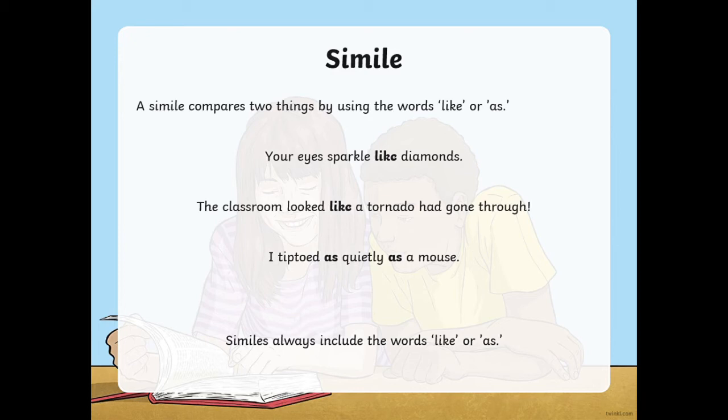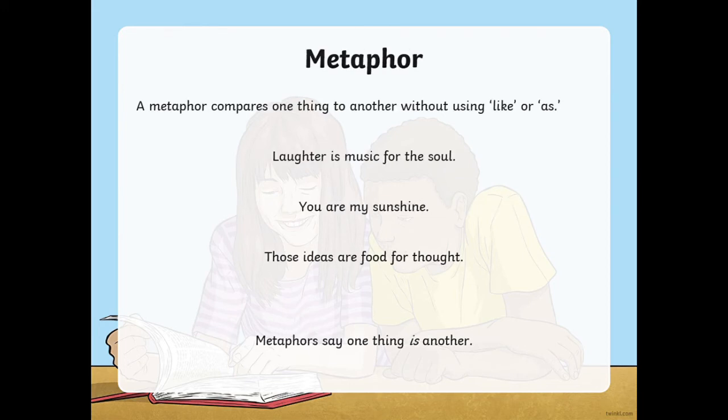Your eyes sparkle like diamonds. The classroom looked like a tornado had gone through. I tiptoed as quietly as a mouse. Similes always include the words like or as. Metaphor. Metaphor is very similar to a simile, but a metaphor doesn't use the words like or as.